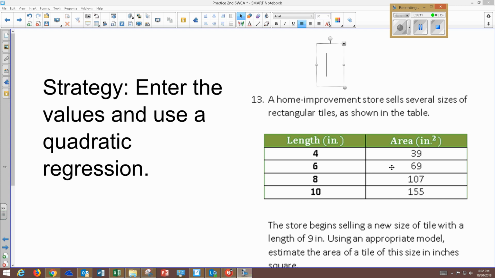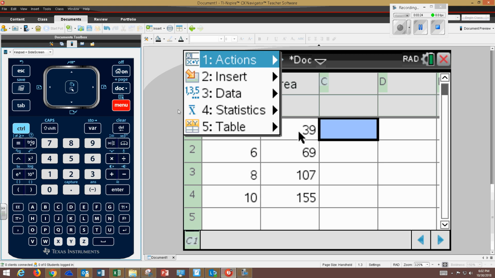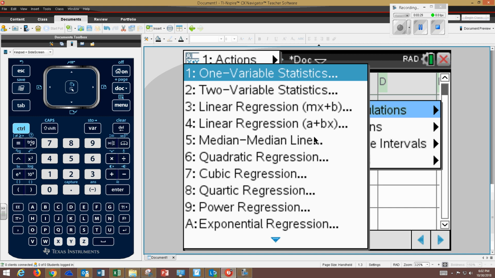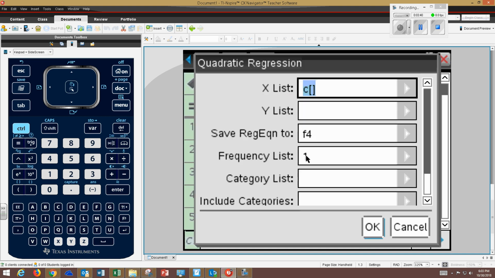Okay, again, here's the data, and I've entered it into the TI-Nspire like this. So I'm going to put my cursor in cell C1, and we're going to go menu, 4, 1, and we're going to use a quadratic regression. Normally, well, we've used a linear before, but today we're using a quadratic, and I will explain a little later why. Now we use a quadratic regression. We've made our X list, the length, and our area, the Y list.